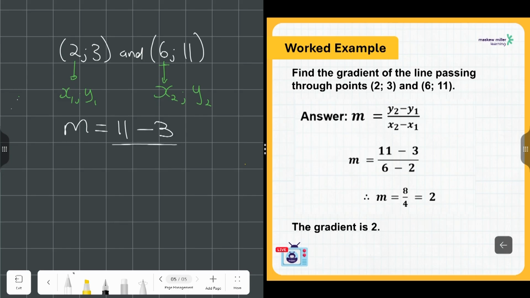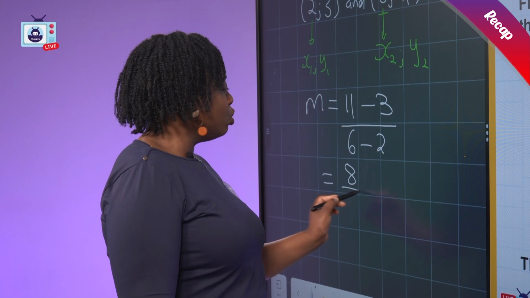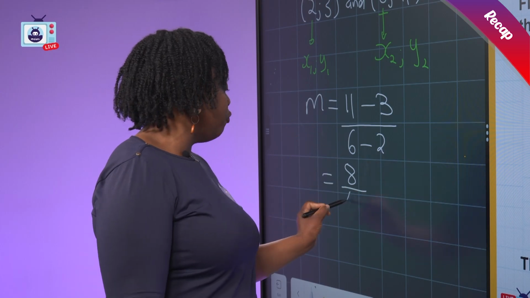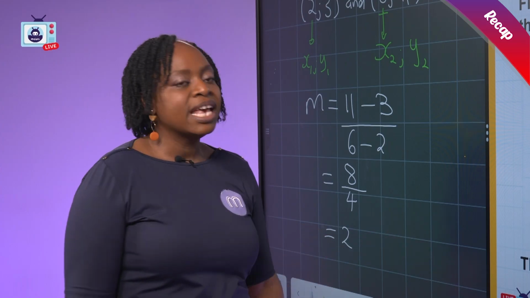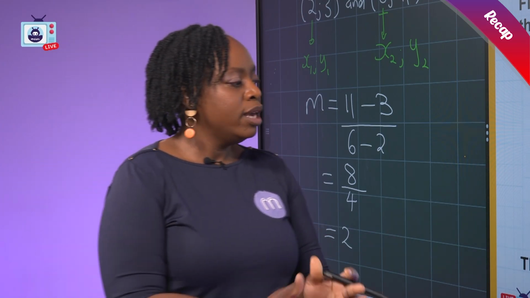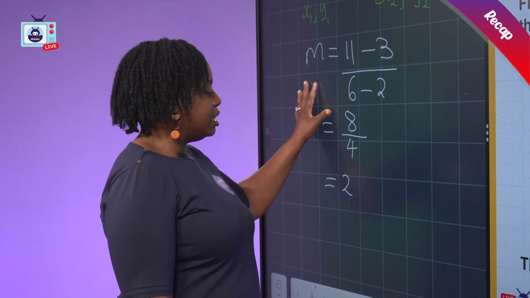And then we divide all that by our x's, which is x2 minus x1, right? So that is your gradient calculation. You can quickly put that in the calculator, or you can use your mental math. 11 minus 3 is 8, and 6 minus 2 is 4, which will literally give us what? The answer is 2, because 8 divided by 4 equals 2. So therefore, the gradient is going to be a positive 2.